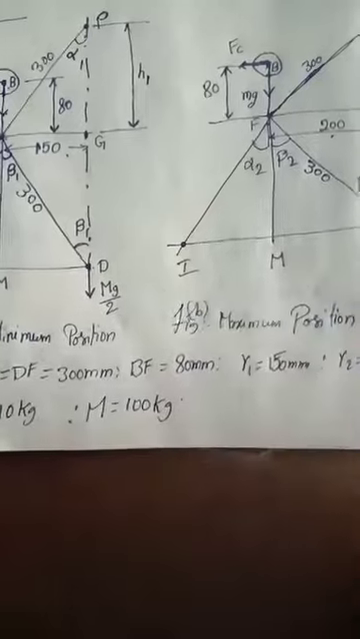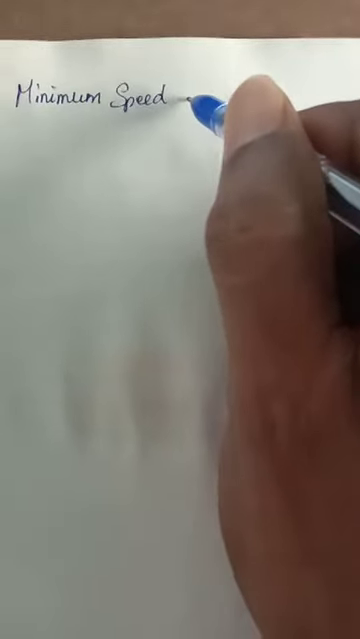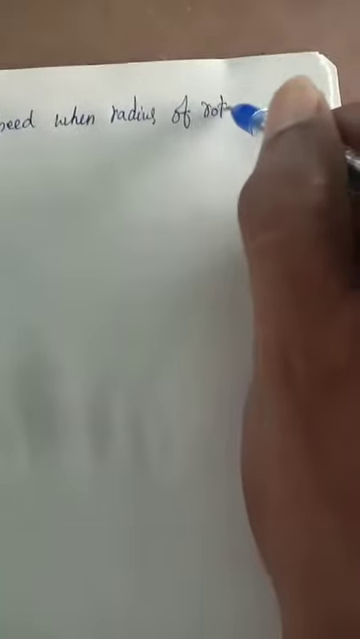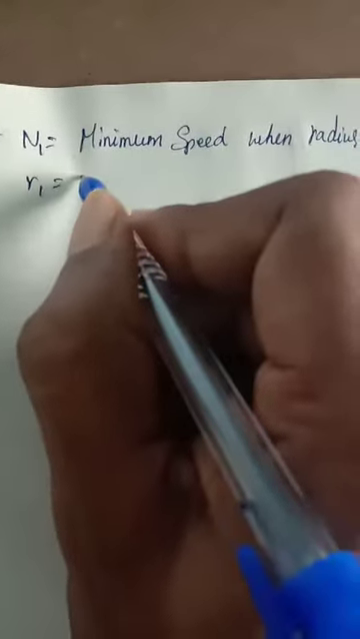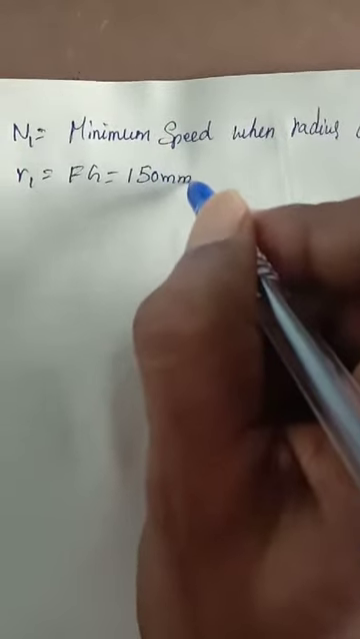Okay, this is minimum position, this is maximum position B. Now see here, let N1 be the minimum speed when the radius of rotation R1 is equal to FG, that is equal to 150 mm.